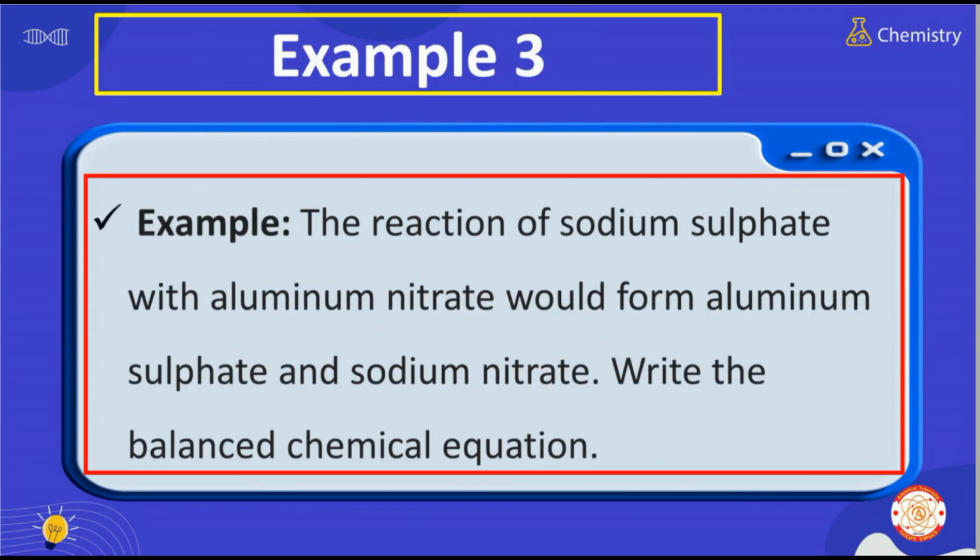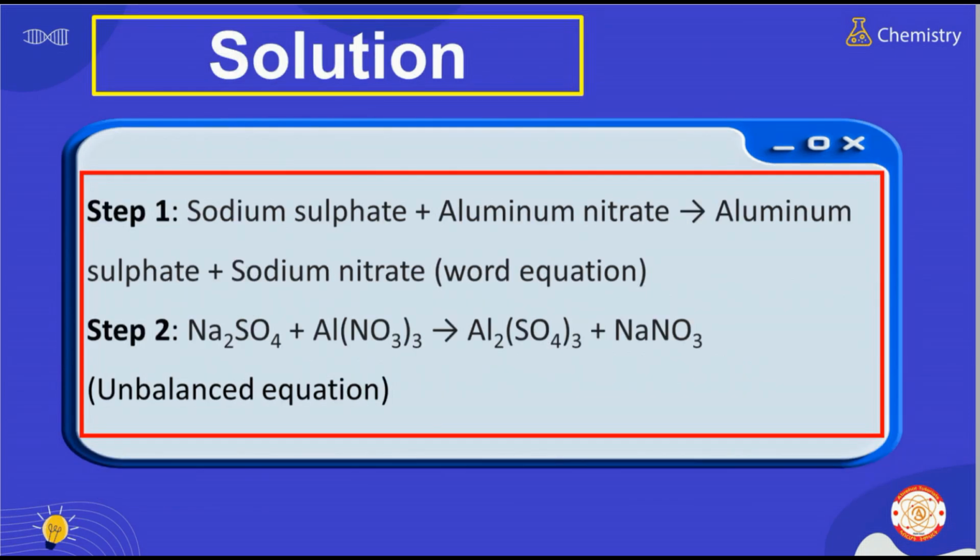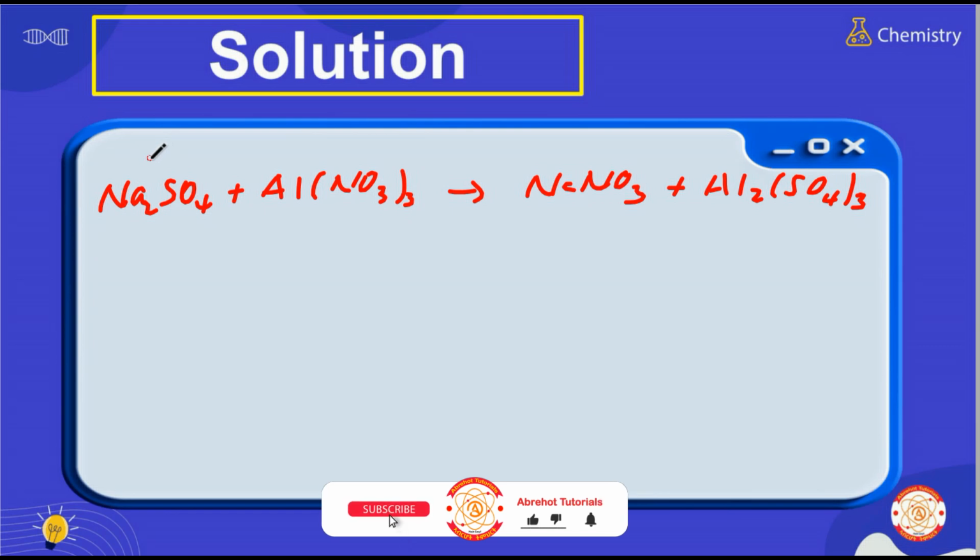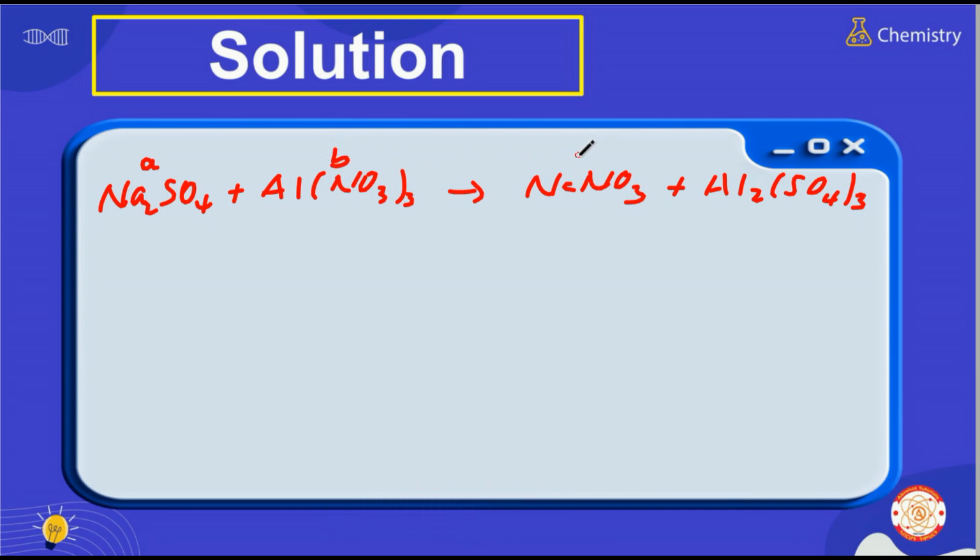Let us do this together. Example 3. The reaction of sodium sulfate with aluminum nitrate would form aluminum sulfate and sodium nitrate. Write the balanced chemical equation for the above reaction. Alright, so this is the unbalanced chemical equation. So I'm going to assign the coefficient of sodium sulfate A, and that of aluminum nitrate B, that of sodium nitrate C, and that of aluminum sulfate D.